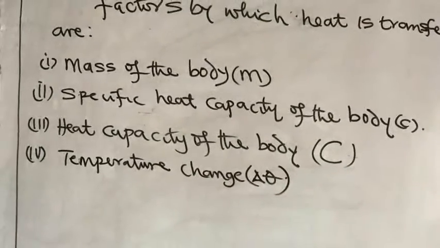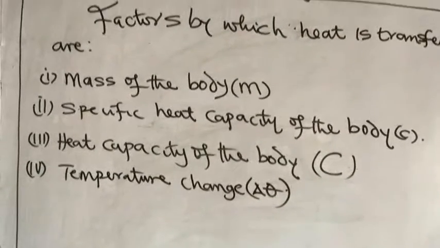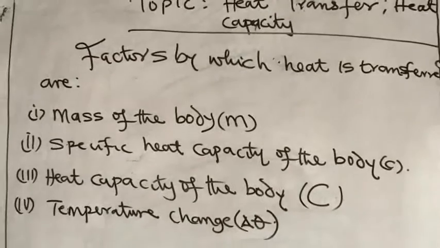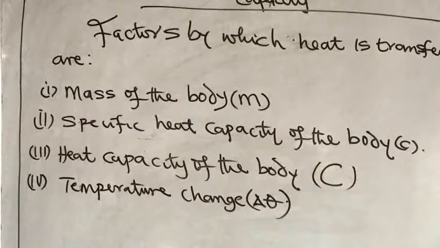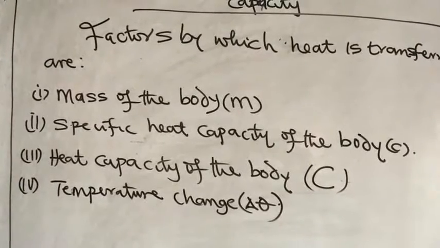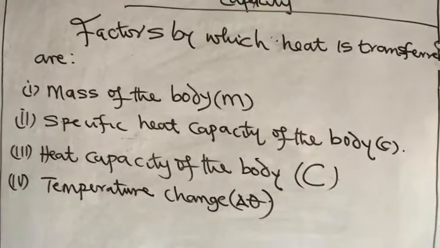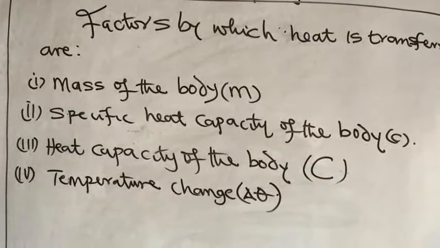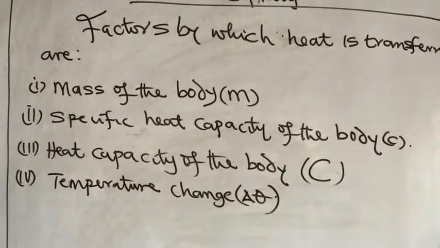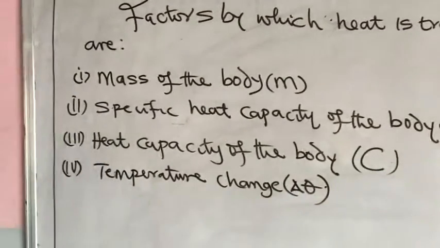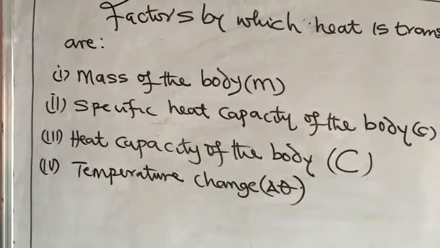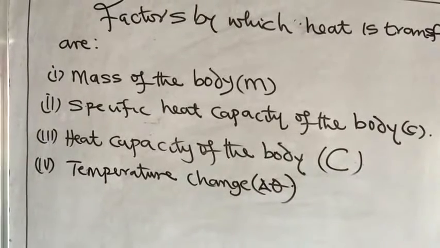So we have the factors by which heat is transferred: mass of the body m, specific heat capacity of the body c, heat capacity of the body capital C, and temperature change delta theta. Now we can sum up these factors together mathematically.